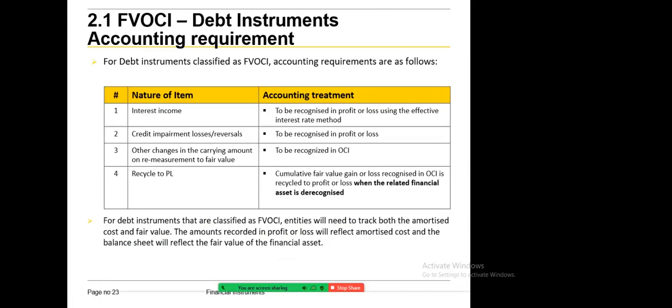Now coming on to the debt instruments. For a debt instrument classified as FVOCI, accounting requirements are as follows: interest income to be recognized in P&L, credit impairment losses or reversal to be recognized in P&L, other changes in the carrying value to be recognized in OCI, and recycling to P&L. Cumulative fair value gain or loss recognized in OCI is recycled to P&L.